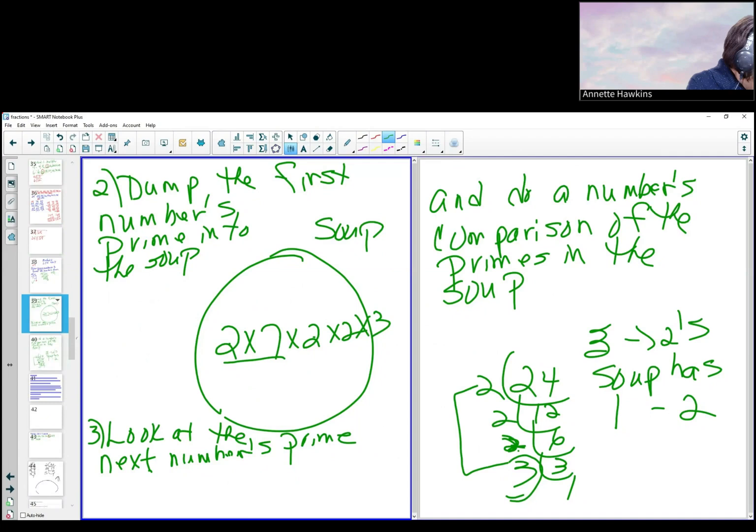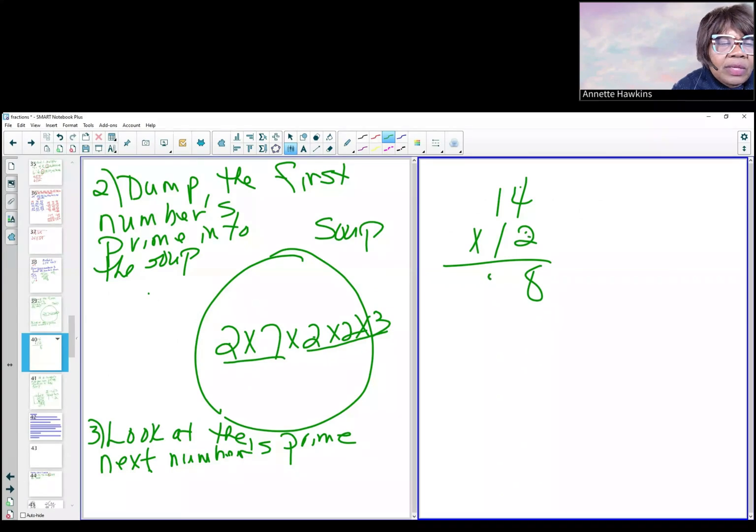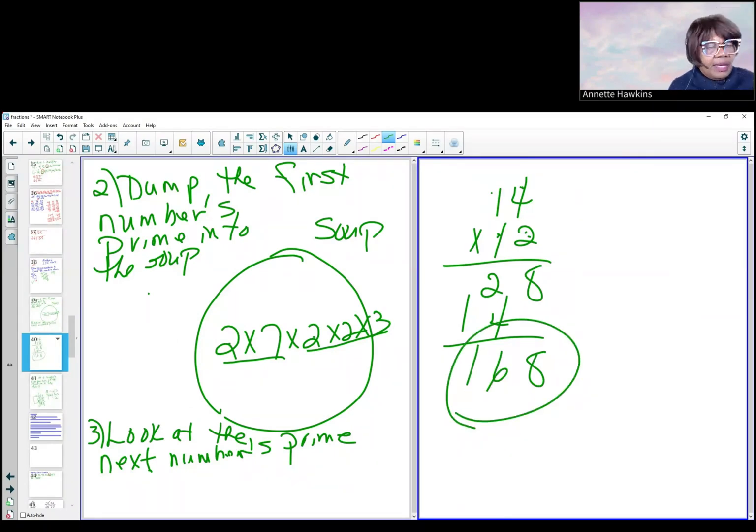This is 14, and that's 12. So 14 times 12. That's 8 and 2. That's not good. So 14 times 12. 2 times 4 is 8. 2 times 1 is 2. 1 times 4 is 4. 1 times 1 is 1. 8, 6, 1. 168, and that is correct.